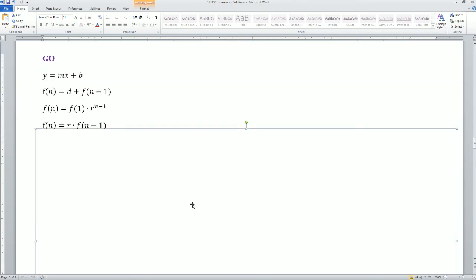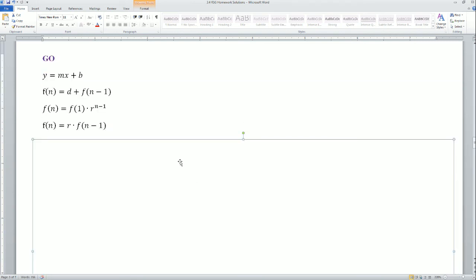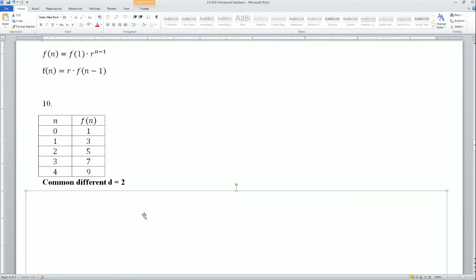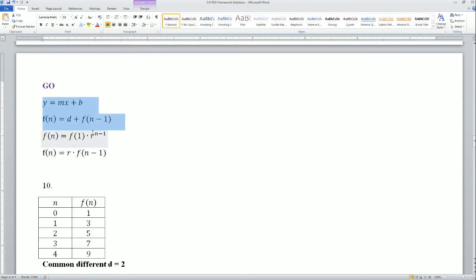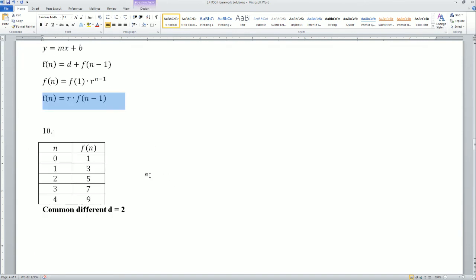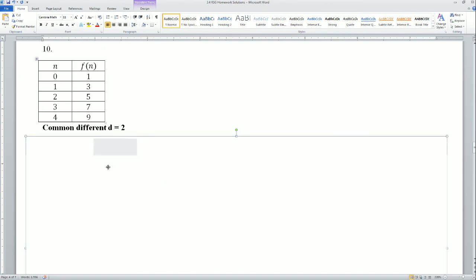The go just asks us to write, we are given a chart, and we have to find the common difference and put it in its explicit and recursive. Here I have the linear equation, as well as explicit, recursive, the exponential explicit, and exponential recursive, right? So here I found the common difference was 2.